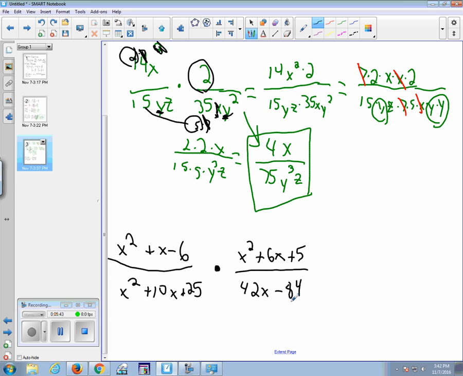Now people are often tempted, x squared cancel. No way. Right, this x squared is one term among 3 contained within this whole factor. If I'm going to cancel anything, it's got to be a factor, right? I have to write this as things being multiplied over other things being multiplied.